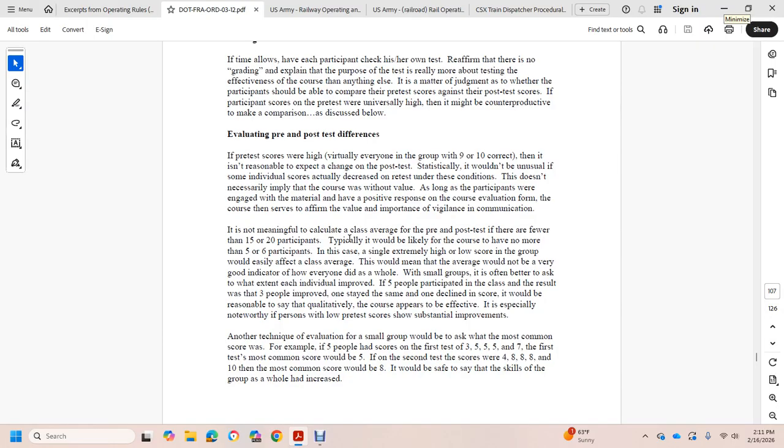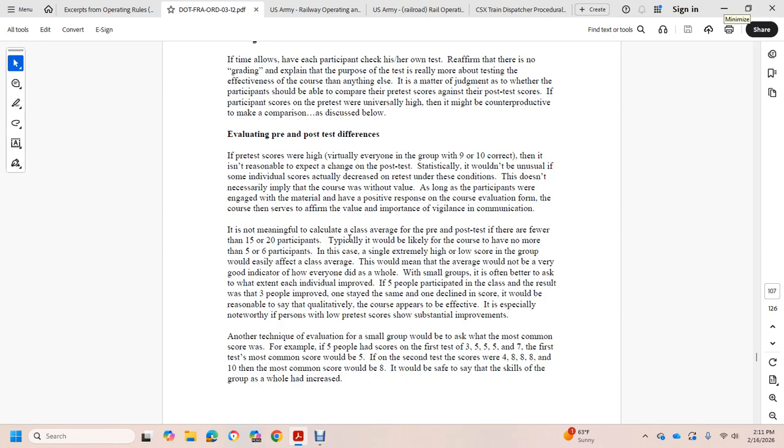It is important to be careful with the communication of non-meaningful calculations, such as the class average of the pre and post scores if there were fewer than 15-20 participants. Particularly with more than 5 to 6 participants, a single extremely high or low score in the group would easily affect the class average. This would mean the average would not be very good at indicating how everyone did as a whole. With small groups, it is often better to ask about the extent of individual improvement. Of the 5 people that participated in the class, 3 people improved, one stayed the same, and one declined in score.